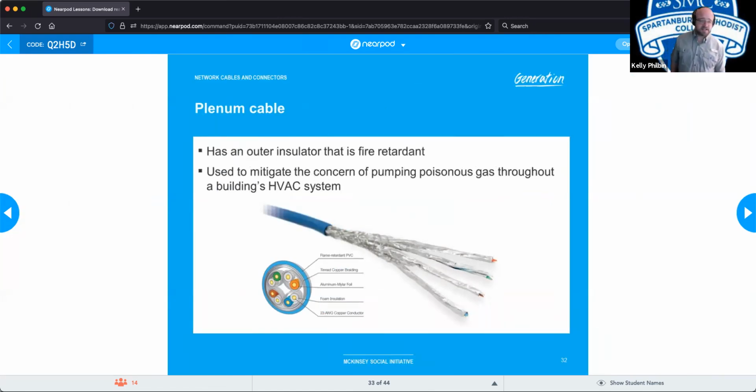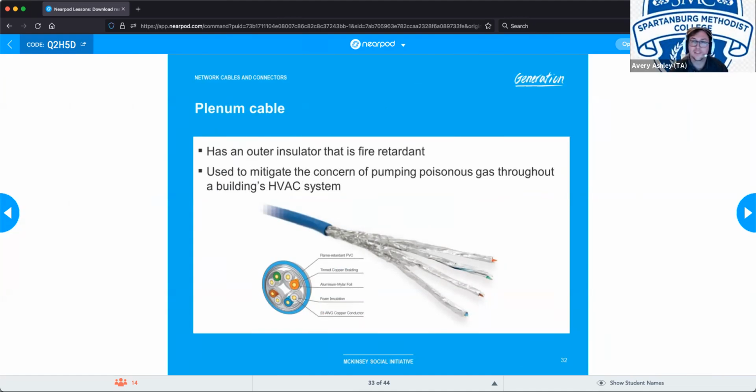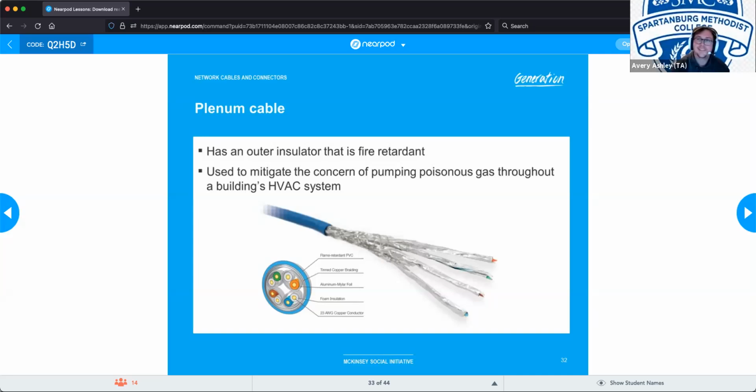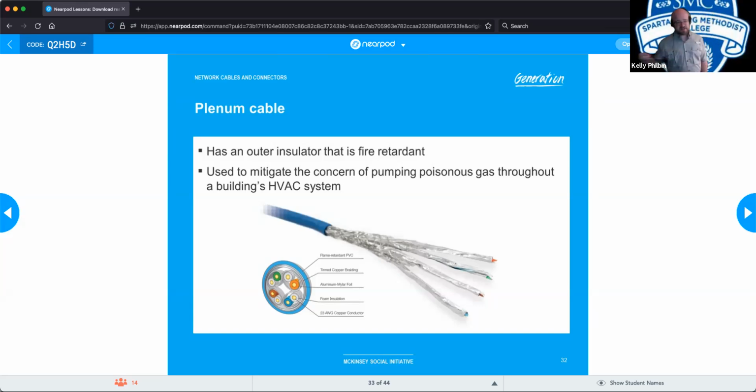Plenum cable. I can't tell you how much CompTIA loves plenum cables. It's their favorite. It is their absolute and utter favorite cable to talk about. So plenum cables, normal cables are sheathed in a PVC coating, which if fire occurs and it catches fire, it lets off very toxic chemicals, toxic gas that can actually be very harmful, if not fatal, to those who inhale it.